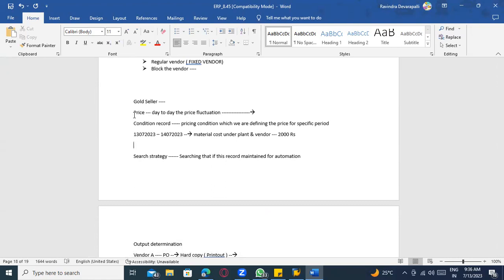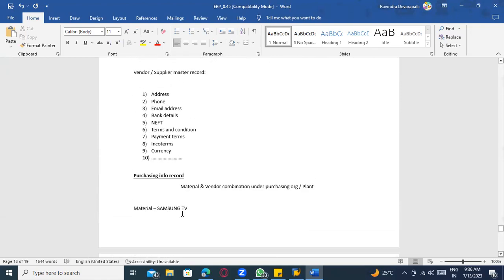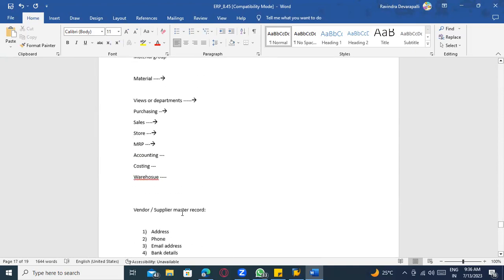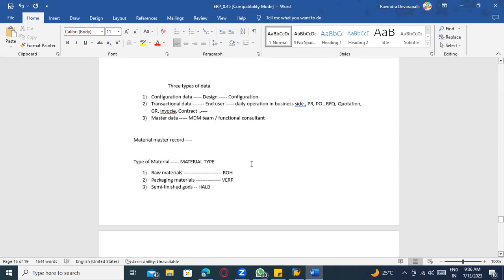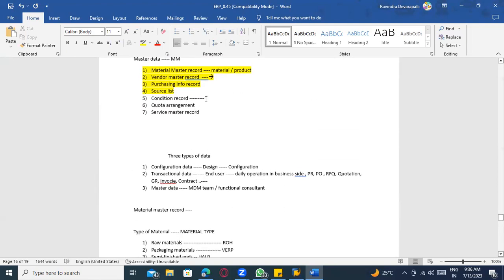Maybe you can put priority one, this stock should be moved, priority two. That also you can design. Clear? Yes. So that is basically the condition record. Any questions? No. Okay, everyone, you understand what the condition record is, right?